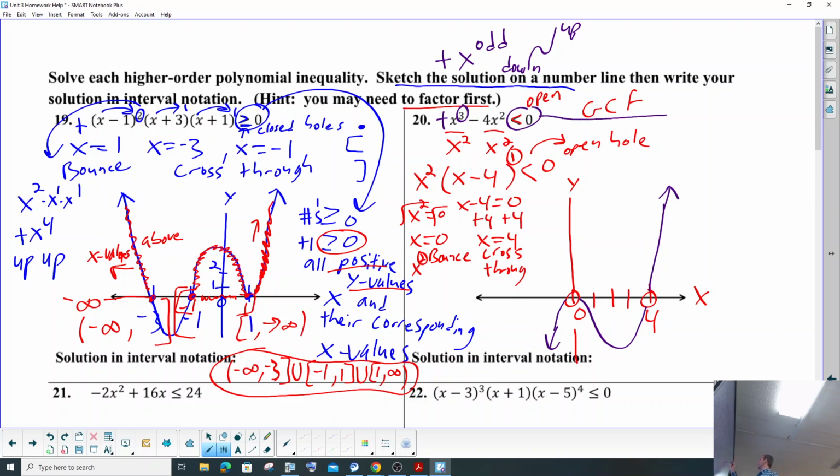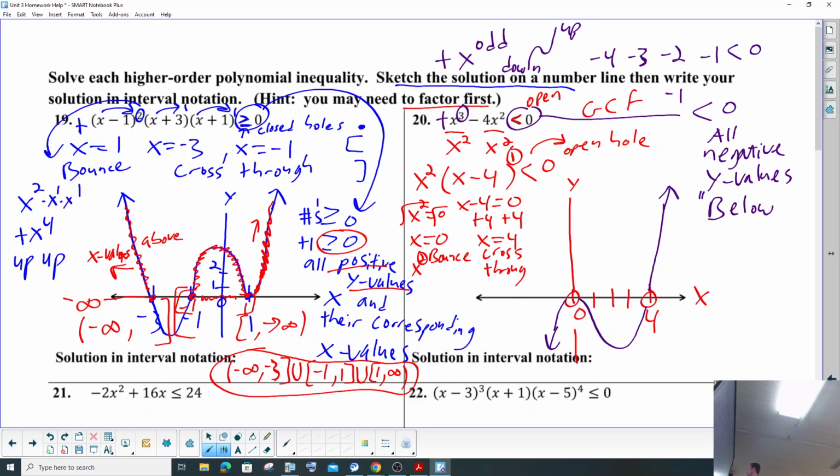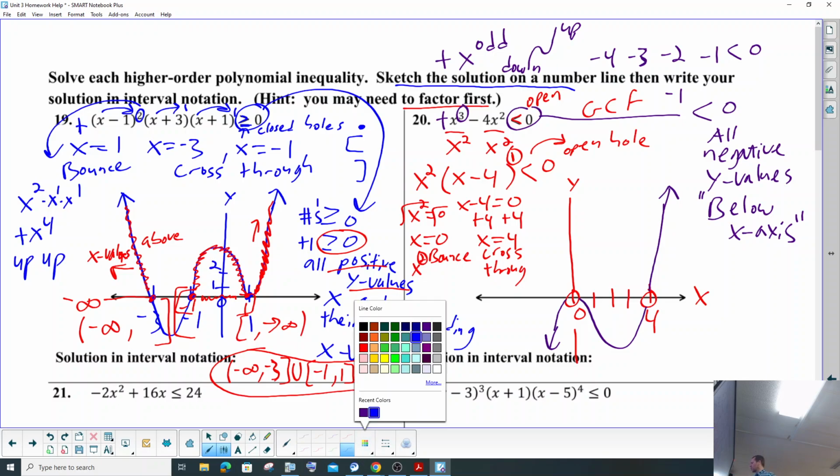So what does less than 0 mean? So less than 0 means all negative numbers, right? What's less than 0? -1 is less than 0. -2, -3, -4. Yeah, so we want all negative numbers. Specifically all negative y values. And that specifically means below the x-axis, right? Okay, so what's below the x-axis? Let's take a look. So below the x-axis is right here, right? Going to -infinity.